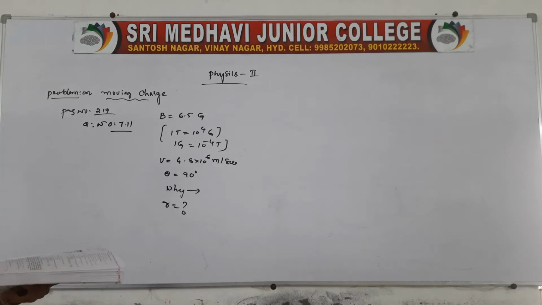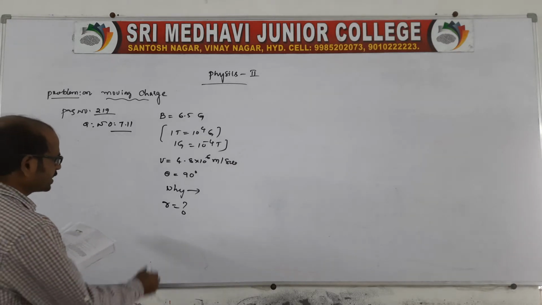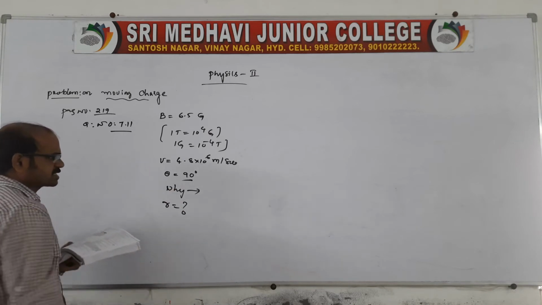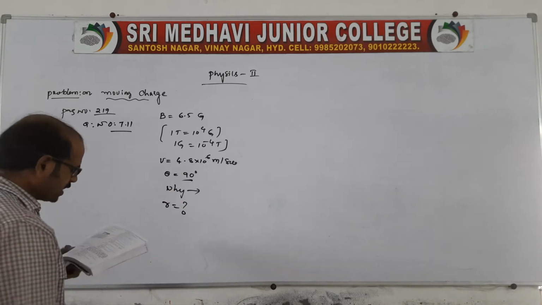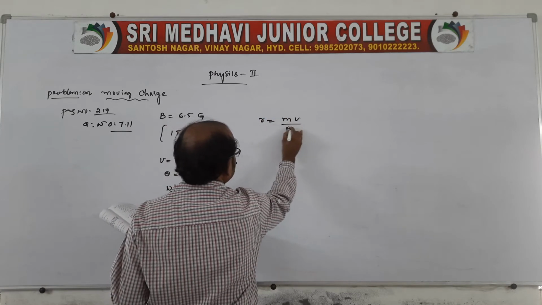When the particle enters perpendicular, the path will be circular. When it enters parallel or anti-parallel, there is no effect. Therefore, when it enters perpendicular, the maximum force acts. According to that, we know r is equal to mv by Bq, so we can use it directly.